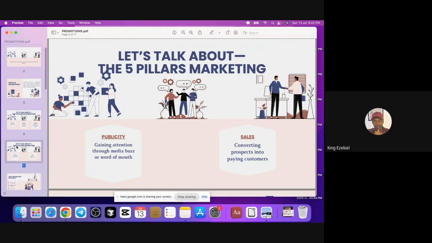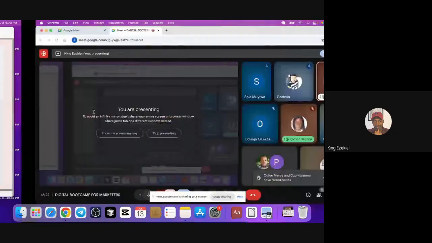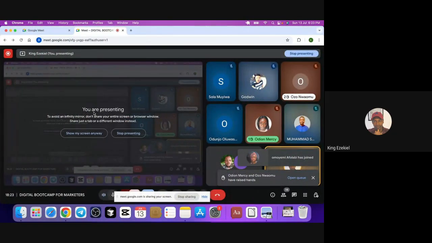So let's go back to the promotion we're talking about. Why does promotion matter? Number one is to increase visibility. Number two, it helps you stand out from your competitors.